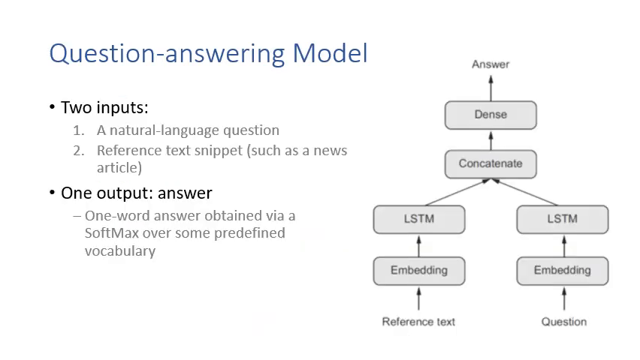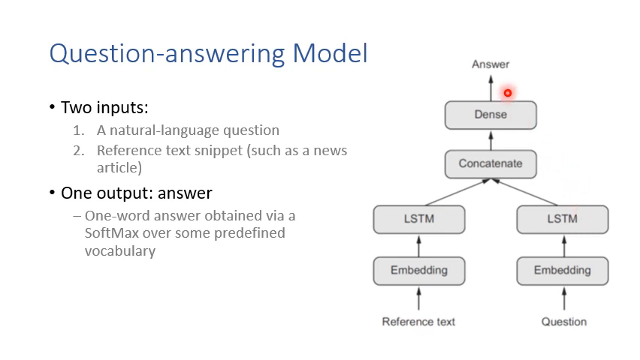Let's use functional API to build a question answering model. A question answering model has two inputs. First, a natural language question, and then a reference text, such as a news article. So both inputs are text inputs. We can use the embedding to embed the text into a dense vector, and then use LSTM to encode the input. So both branches have the same architecture, but with different parameters.